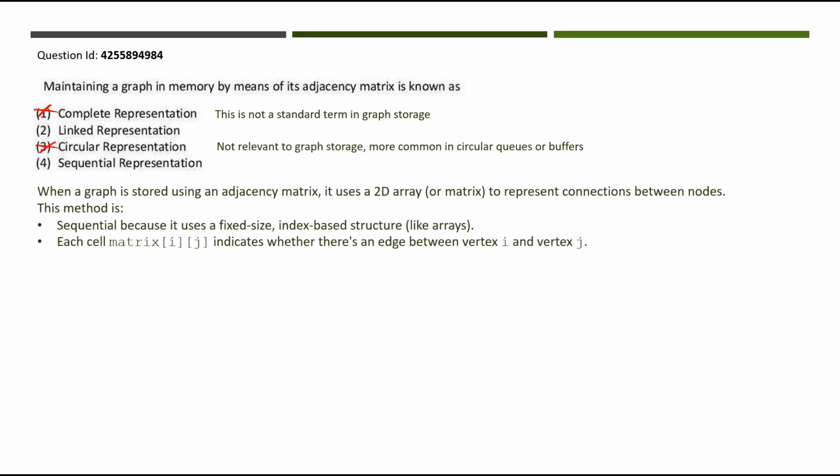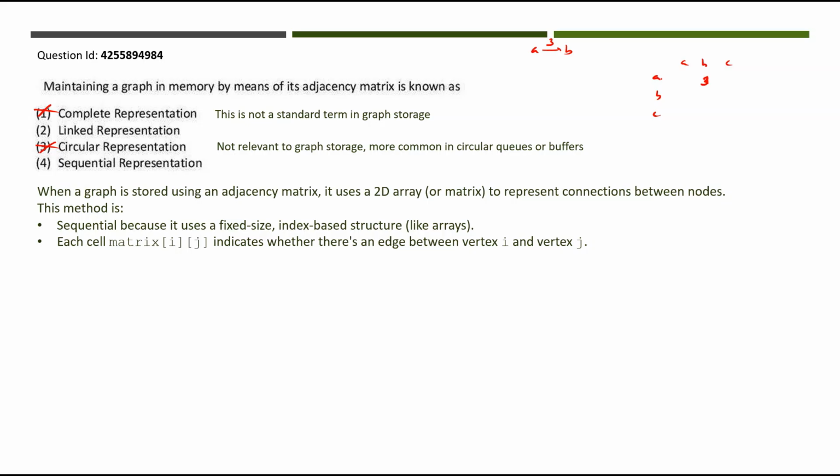When a graph is stored using an adjacency matrix, it uses a 2D array, otherwise we call it a matrix, to represent connections between nodes. Say for example, for A, B, C, when there is an edge from A to B, we will have 1. And if the edge has a weight of 3, in the place of 1 we will be marking 3, which is the weight of A to B.